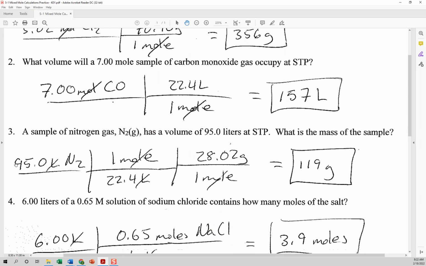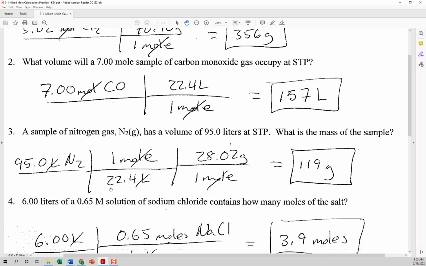All right, so we would start with our 95 liters of nitrogen gas, divide by 22.4 liters per mole, so liters cancel out, and now we have moles on top. So right now, if I do 95 divided by 22.4, now I would have moles of nitrogen, N2. And now to go from moles of nitrogen to grams, I multiply by the molar mass. So again, I find this, 1 nitrogen is 14.01, so 2 of them is 28.02. So now moles cancel out, and I'm left with grams.